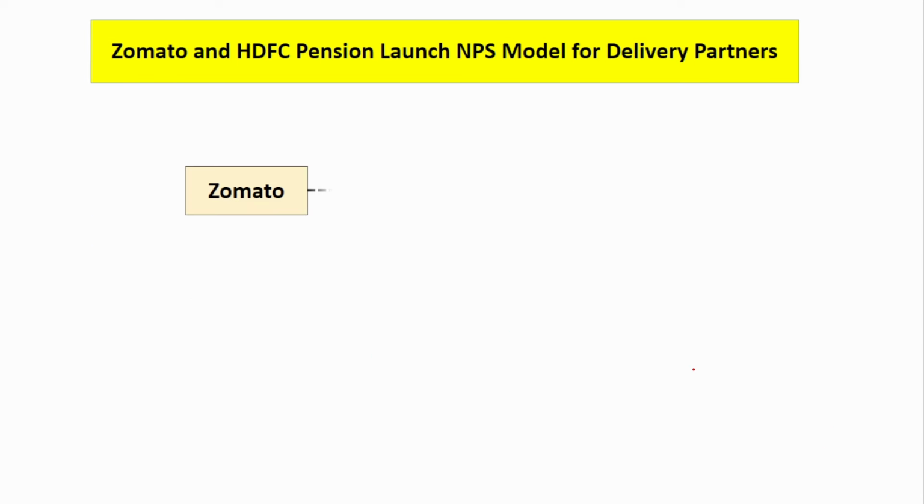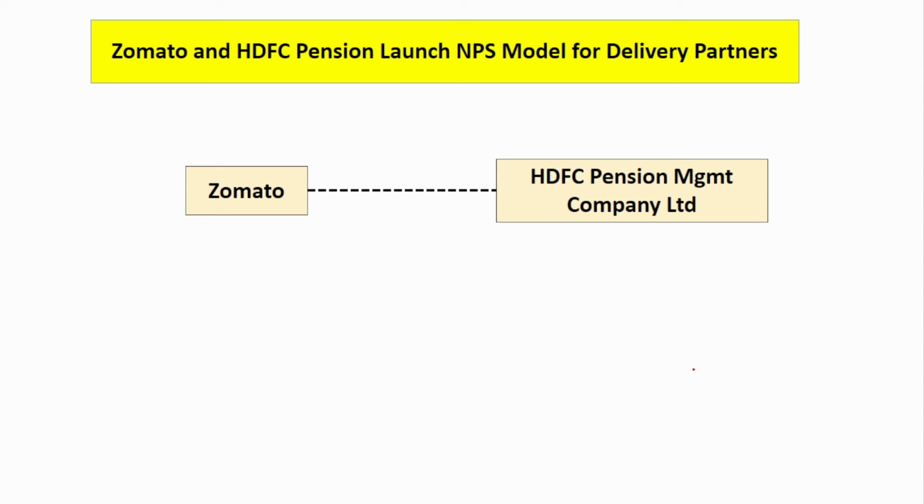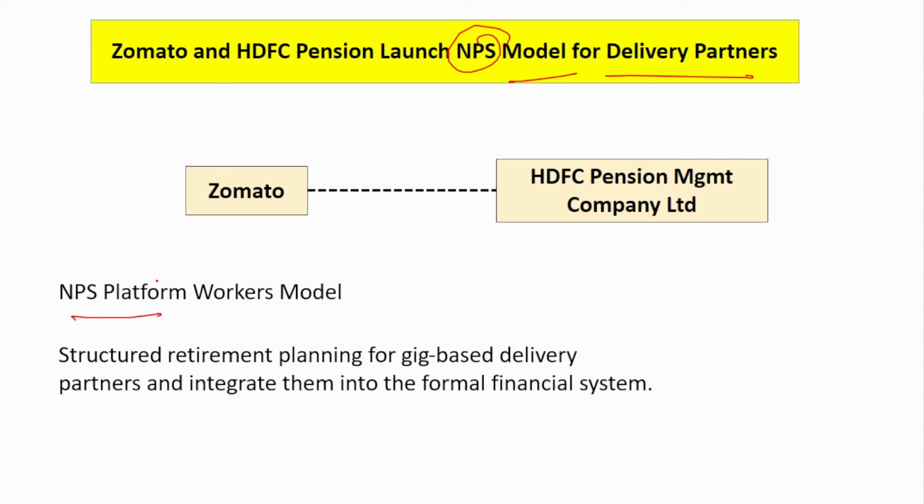Next is Zomato and the HDFC Pension Fund. Together they have launched a National Pension Scheme model for the delivery partners. So this NPS platform workers model is the model that they have launched. If you see, it provides structured retirement planning for the gig-based delivery partners and integrates them into the formal financial system. So we know the National Pension Scheme.